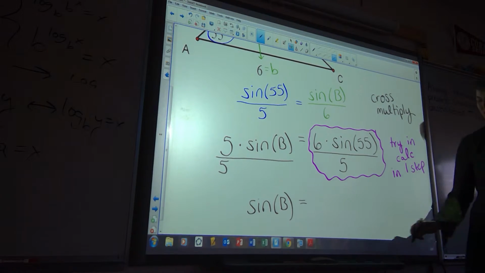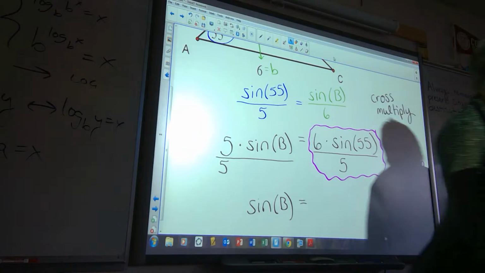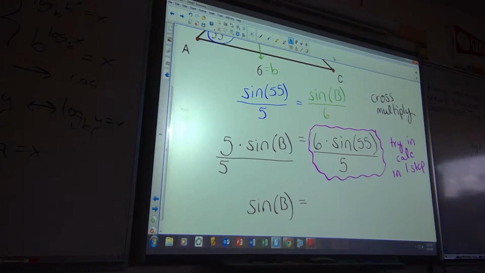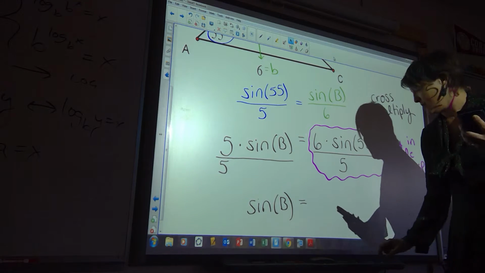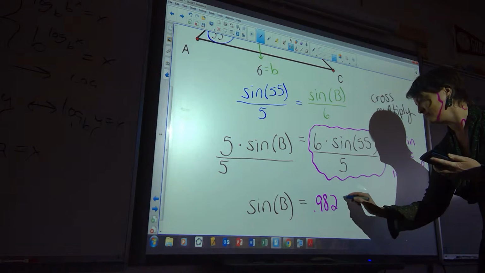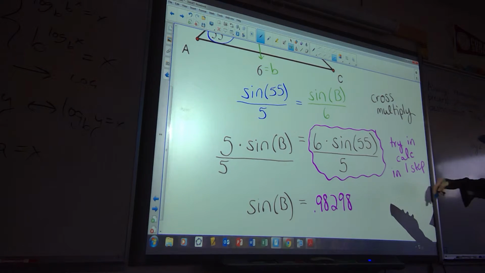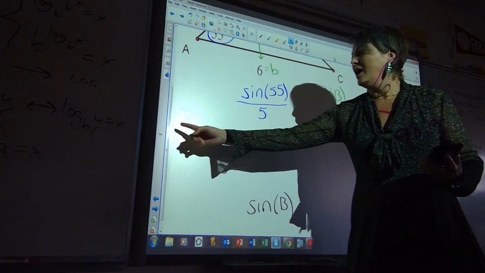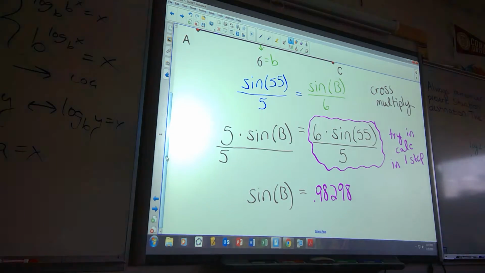Because remember, you could get rounding error. So 6 times sine of 55. Make sure to end the parentheses on the 55. And I get 0.98298. Okay, and I could keep going. All right, now, that is not my final answer.